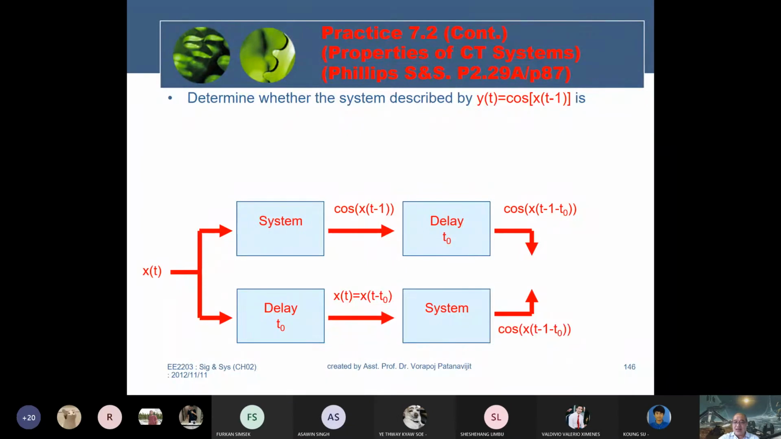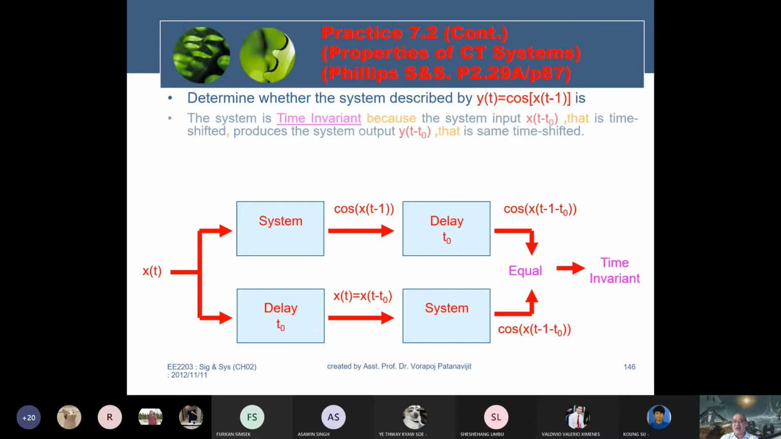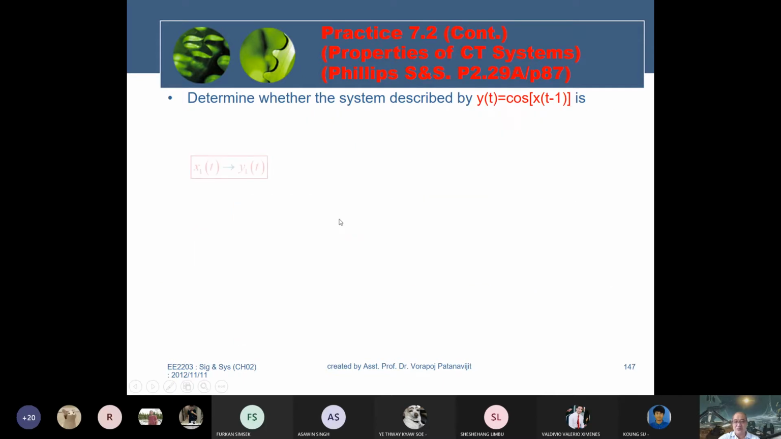What happened in this case? The result is still equal. If it is equal, it means this system is time invariant. The system is time invariant because the system input x(t minus t naught), that is the time shifted input, produces the system output y(t minus t naught), that is the same time shifting version.